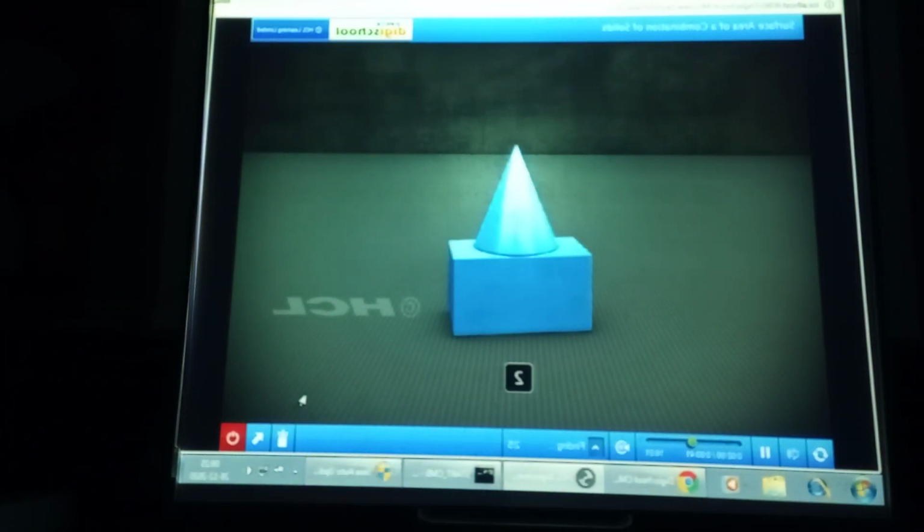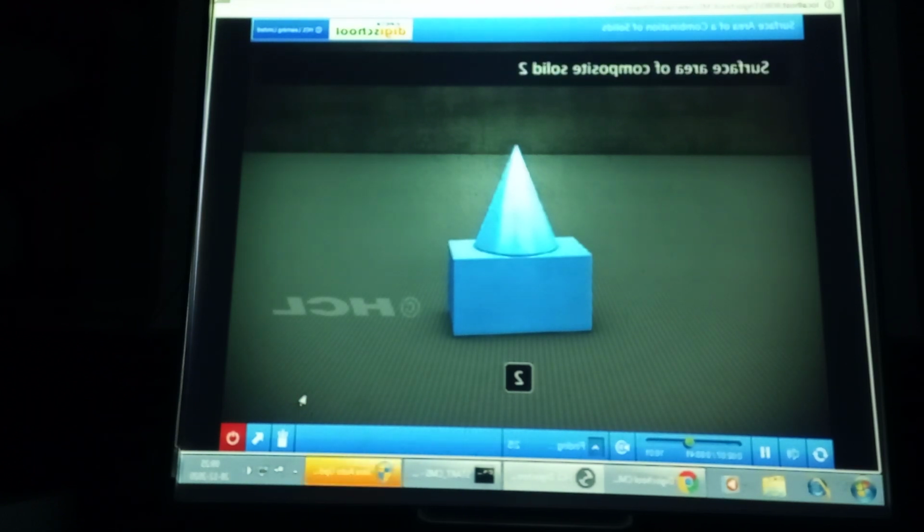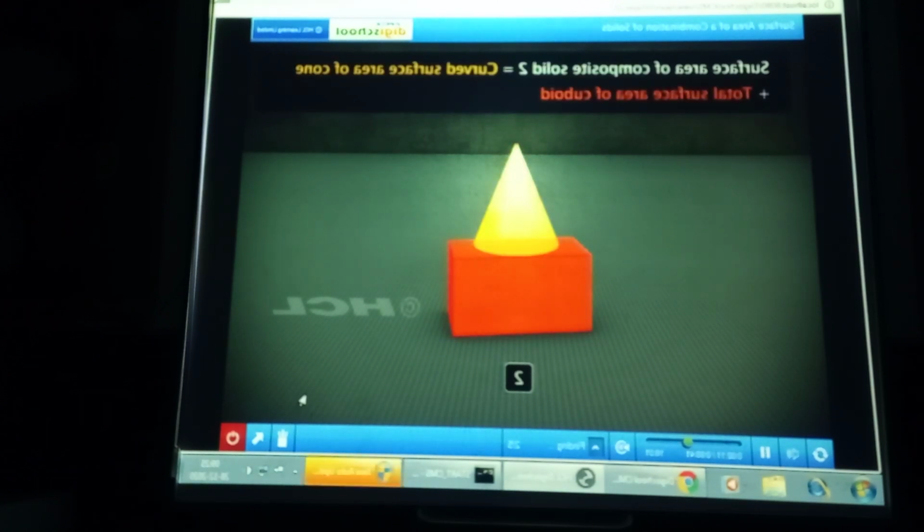Now, the second composite solid is made up of a cone and cuboid. So, we can find the total surface area of this solid by adding the curved surface area of the cone and the total surface area of the cuboid. Observe that the base of the cone covers some part of one face of the cuboid. Thus, we subtract that area from the sum of the surface areas of cone and cuboid.